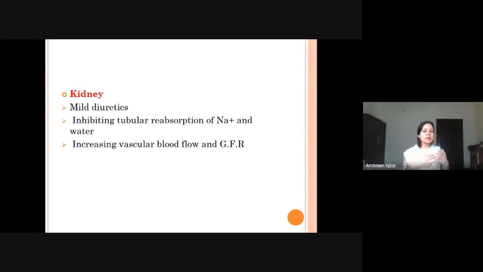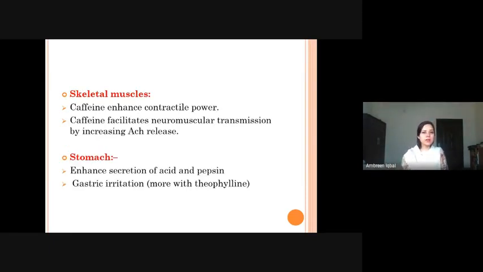On the kidneys, like coffee and tea, it is a mild diuretic, as it inhibits the tubular reabsorption of sodium and water, increases renal blood flow, and increases the glomerular filtration rate. On skeletal muscles, it enhances the contractile power. Caffeine facilitates neuromuscular transmission by increasing acetylcholine release. It also enhances the secretion of acid and pepsin in the gut, which leads to gastric irritation.